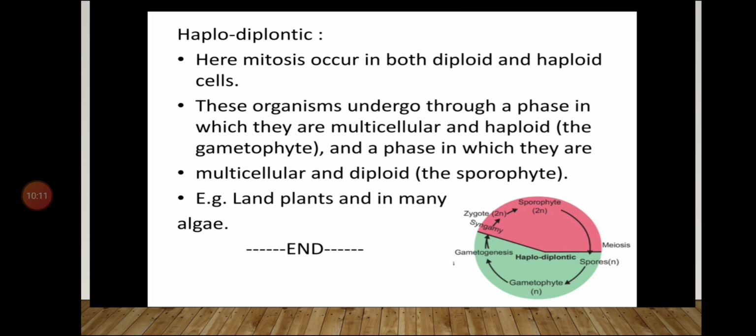Both, the haplodiplontic life cycle occurs in both haploid cells and diploid cells. These organisms undergo a phase in which they are multicellular and haploid and a phase in which they are multicellular and diploid. They occur as both haploid as well as diploid, and such type of life cycles are called haplodiplontic life cycles. So, students, here we complete this chapter, that is the third chapter, Kingdom Plantae.